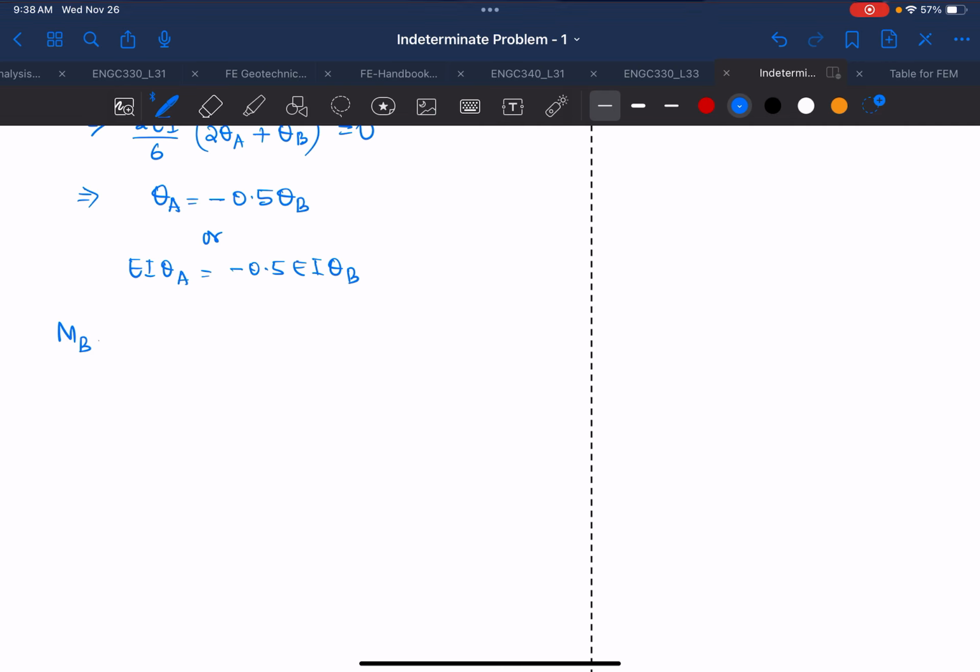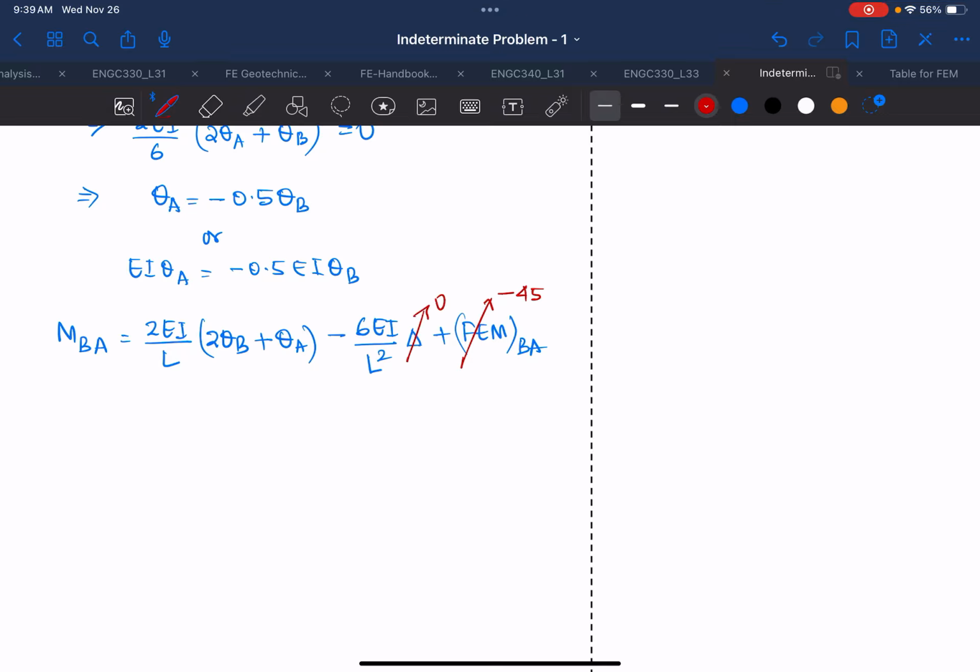And now the moment about B for beam AB will be equal to 2EI over L. This is how it's helpful to remember. It's 2 theta B. So just look at what the first letter is. If it's A, then we're going to have 2 theta A. If it's B, then it will be 2 theta B plus theta A, minus 6EI over L squared delta, plus the fixed end moment about BA. And the fixed end moment about BA, we already calculated that is going to be minus 45, and delta will be 0, and L will be 6 meter.